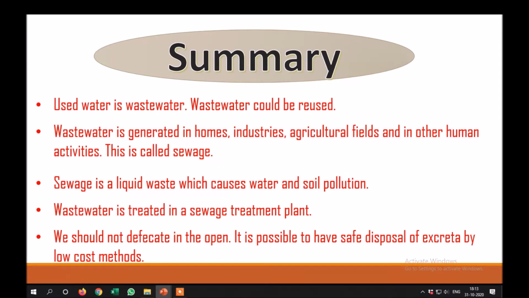Used water is wastewater. Wastewater could be reused. Wastewater is generated in homes, industries, agriculture fields, and in other human activities. This is called sewage. Sewage is a liquid waste which causes water and soil pollution. Wastewater is treated in a sewage treatment plant. We should not defecate in the open. It is possible to have safe disposal of excreta by low-cost methods.